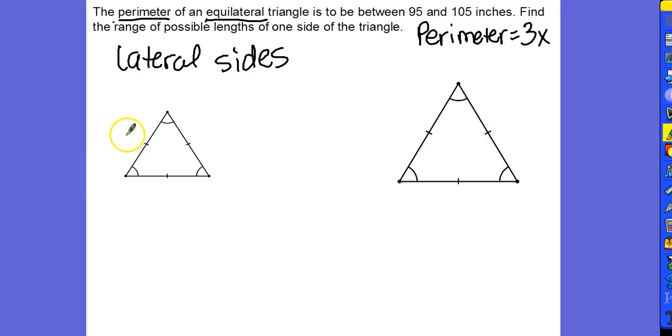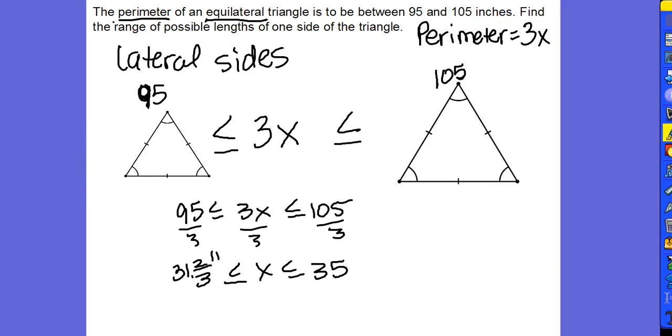I want to know, what is the length? What are the possible lengths of one side? Off you go. So your solution. We've done the math. Set up our inequality, our compound inequality, because our key word was range. Yes? Range of possible lengths. So who's got an answer? Go.